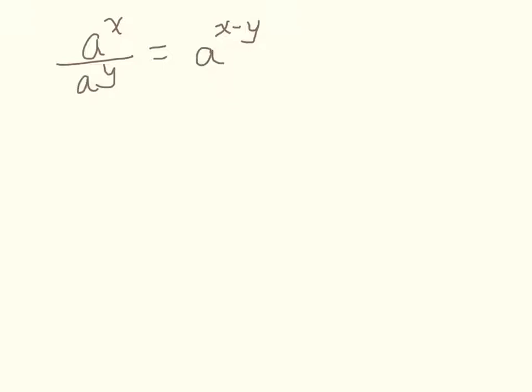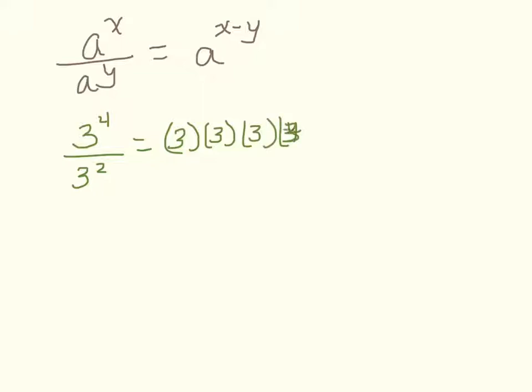Once again, to make sense of this, we can look at some numerical examples. I'm going to consider the power 3 to the 4 divided by the power 3 squared. If I want to, once again, I can write it out in expanded form. 3 multiplied by itself 4 times, and 3 multiplied by itself twice. If we want to simplify this expression, I'll notice that 3 divided by 3 gives us 1. Another pair of 3's can divide away to give us 1. So our final answer could be written as 3 squared, or 9.